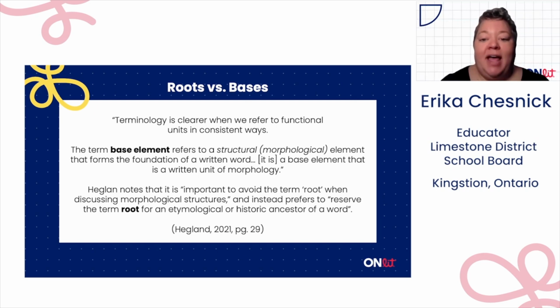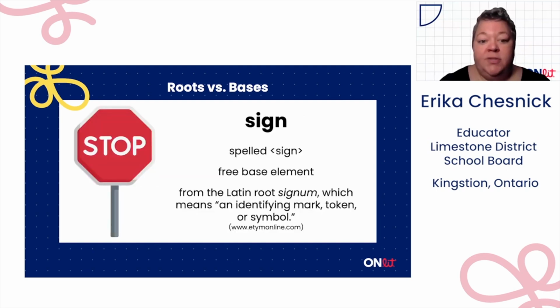Hegland uses the term base element when it comes to the morphology and structure of a written word. It is the phrase she uses when it comes to teaching and describing a written morpheme. Roots, on the other hand, are used to describe the etymological or historical ancestor of a word. So, for example, a Latin or a Greek root. Using this logic and terminology, the word sign, like a stop sign, can be described as a free base morpheme, sign, that comes from the Latin root signum, which means an identifying mark, token, or symbol.